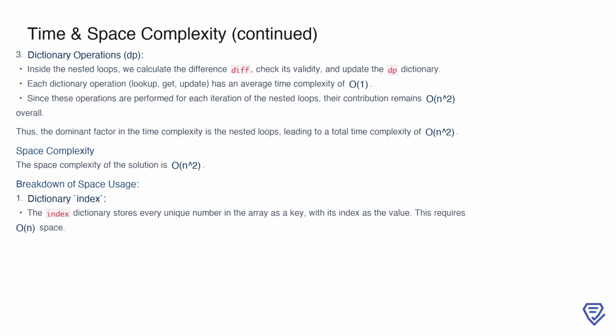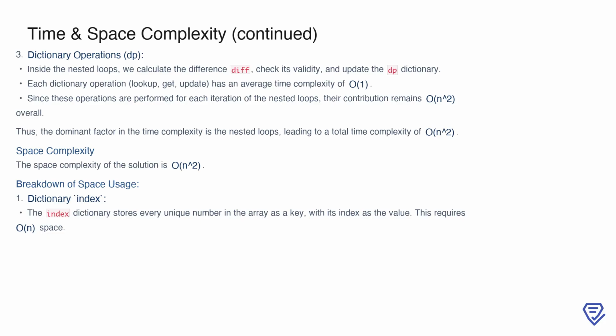Continuing with the time complexity, we also consider the dictionary operations involving dp. Inside the nested loops, we compute the difference diff, check if it is valid, and update the dp dictionary. Each dictionary operation, such as lookup, retrieval, or update, has an average time complexity of O(1). Since these operations are performed during each iteration of the nested loops, their contribution to the overall complexity is O(n squared). Thus, the nested loops remain the dominant factor, confirming the total time complexity is O(n squared).